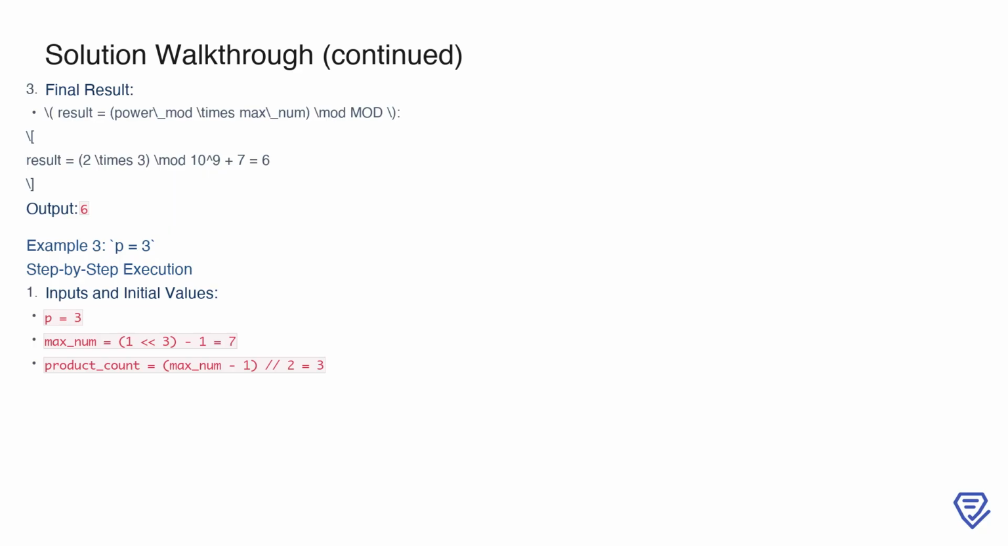Next, for p equals 3, the largest number becomes max_number equals 2^3 - 1, which is 7, and the product_count is (max_number - 1) / 2 equals 3. This increases the complexity of the computations, but the approach remains the same.